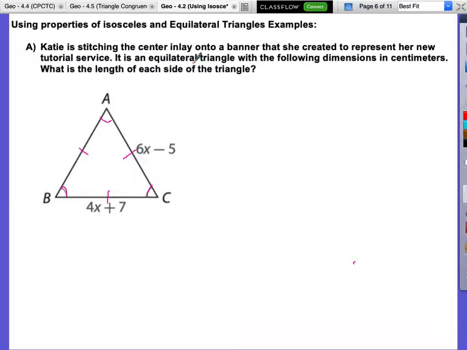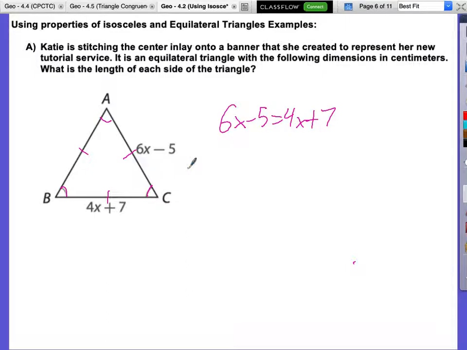Yes, Faith? And why are you able to do that, Faith? Can you explain that? They're congruent, okay? If they're congruent, that means they have equal measure. So if they have equal measure, we can set them equal to each other. So if they're congruent, we can set them equal.